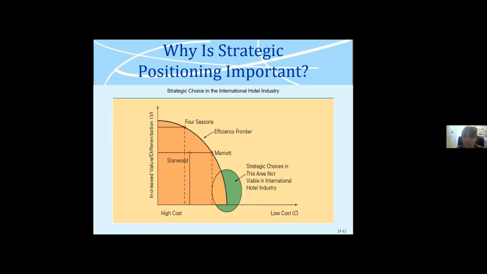Why do you think that Starwood is inside the frontier? Why this positioning? How is it running its operations? Is it running efficiently or not? What do you think about it? And how are its costs?